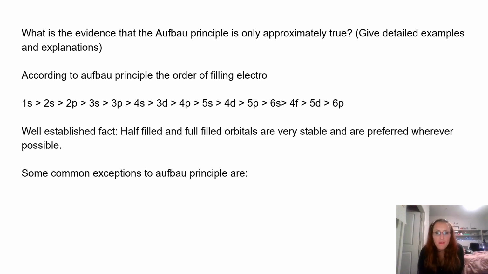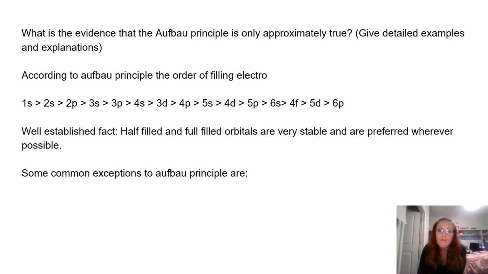According to the Aufbau principle, the order of filling electrons is 1s, 2s, 2p, 3s, 3p, 4s, 3d, 4p, 5s, 4d, 5p, 6s, 4f, 5d, 6p. Well-established fact: half-filled and full-filled orbitals are very stable and are preferred whenever possible.